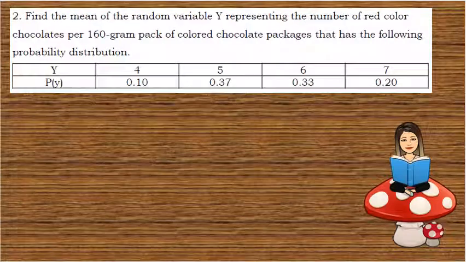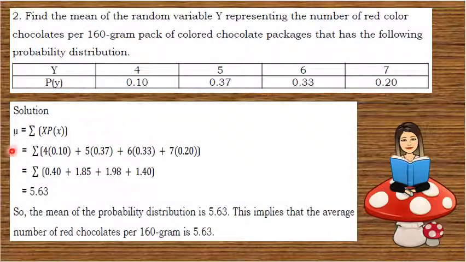Second example. Find the mean of the random variable y representing the number of red-colored chocolates per 160-gram pack of colored chocolate packages that has the following probability distribution. Again, this represents the random variable y and then the p of y. Ito yung ating probability distribution table. Again, we want to find the mean. So, same solution. We will use the formula in finding the mean. We have mu equals the sum of x times p of x. So in this case, this is y times p of y.